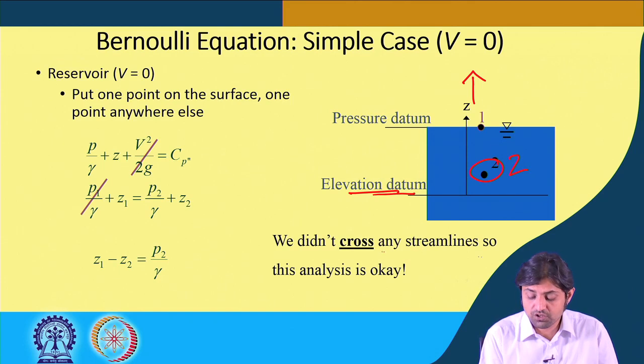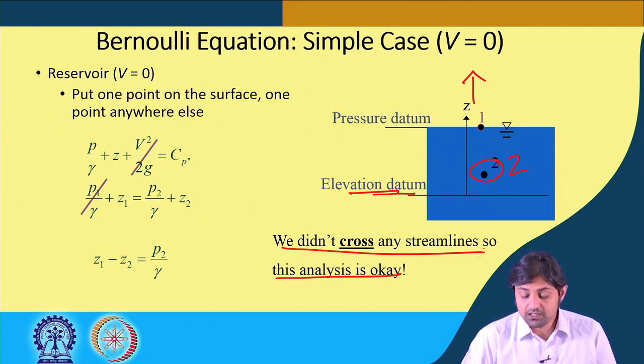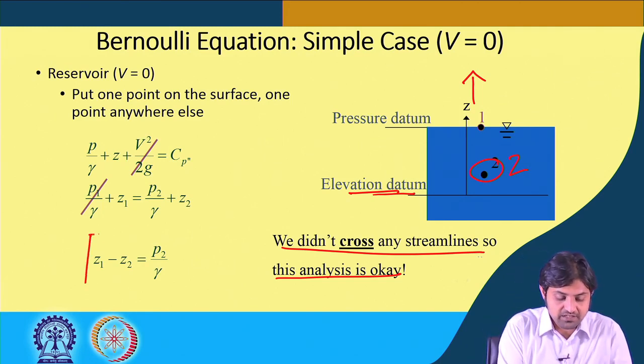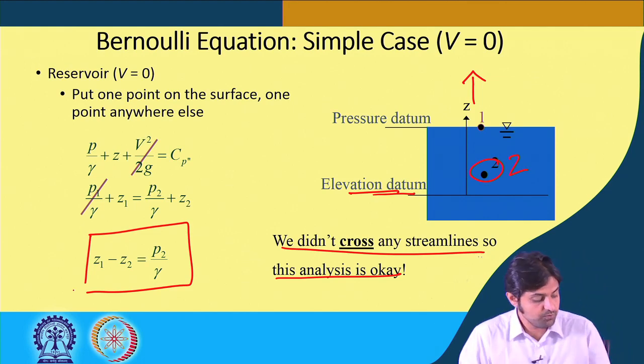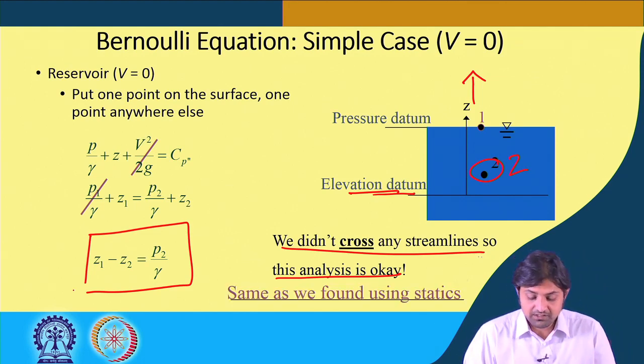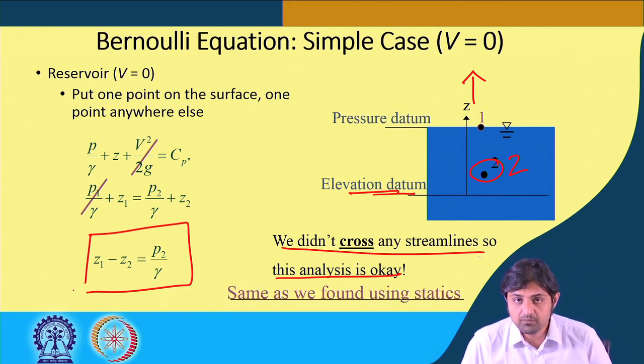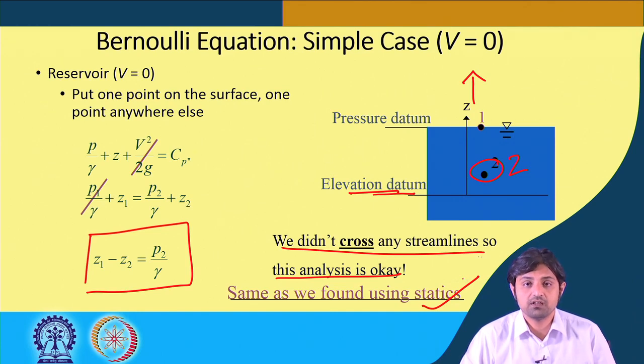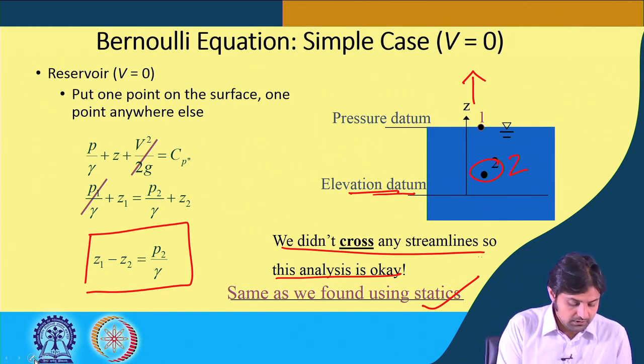Here we did not cross any streamlines, so this analysis is okay. If we keep crossing streamlines, then this equation is valid only for 2 points on the same streamline. You cannot cross streamlines. So this analysis, Z1 minus Z2 is equal to P2 by gamma, is exactly the same analysis which we found using the statics lecture, if you remember from last week. Great.